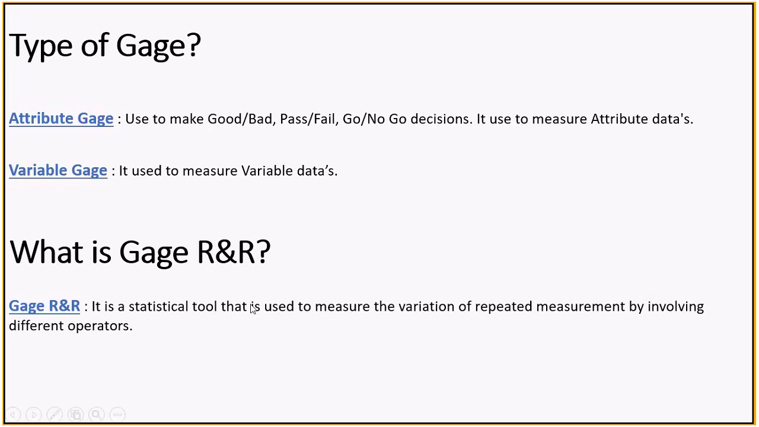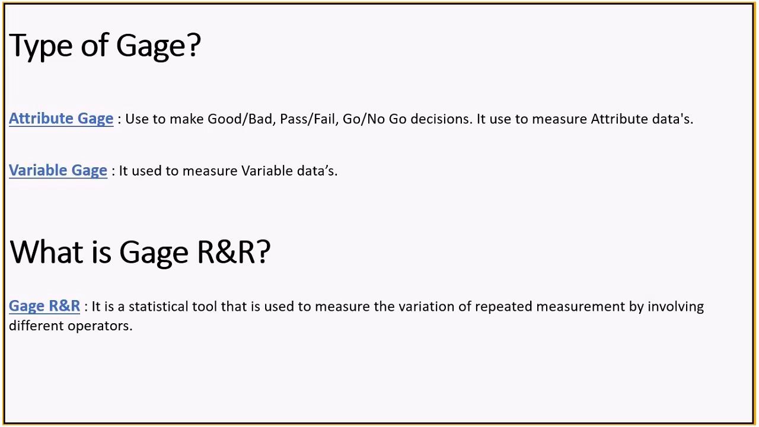So what is gauge R&R? It is actually a statistical tool, okay, which measures the variations when we do repeated measurement by involving different operators. For example, if you are doing the MSA, you will call two or three operators who are well aware of this process, and then there will be one person who will verify that, and he is also very well aware about the process, about the instrument, about the testing procedure.